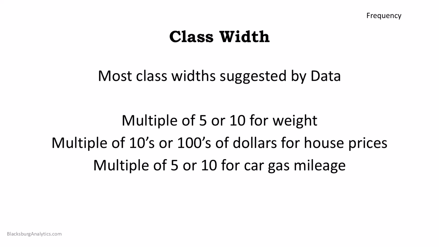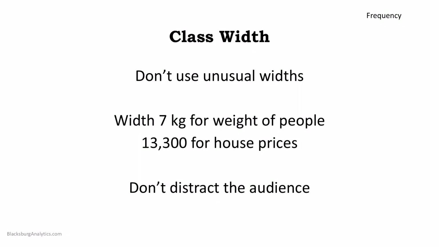Weight of people would usually be in 5 or 10 kilogram widths, so that a class can begin or end on a multiple of 5 or 10, depending on the range of the data. House prices would be in tens or hundreds of thousands. Car gas mileage would be in 5s or 10s. In particular, don't use strange class widths, like 7 kilograms for weight of people, or $13,300 for house prices. Unusual widths distract from the information presented. Use what can be quickly understood by an audience, so they aren't figuring out classes instead of paying attention to the presentation.